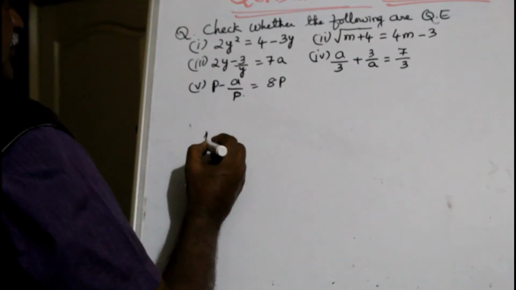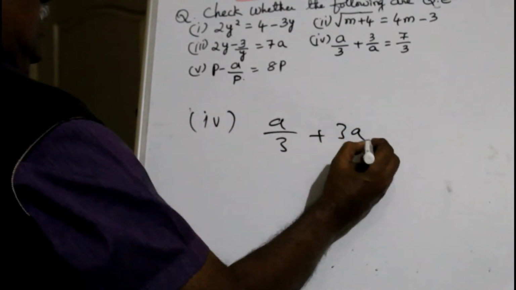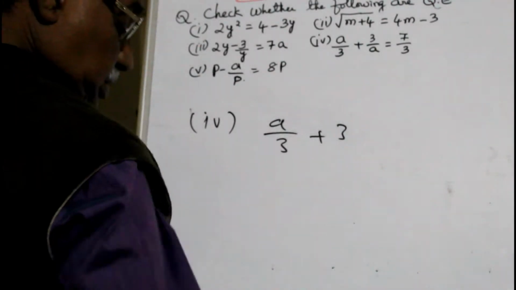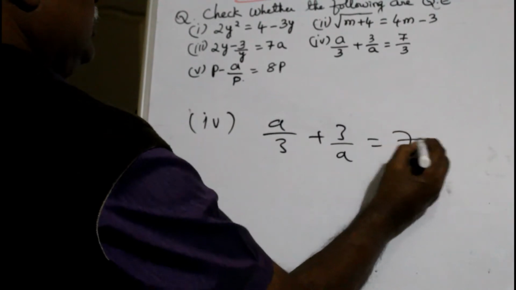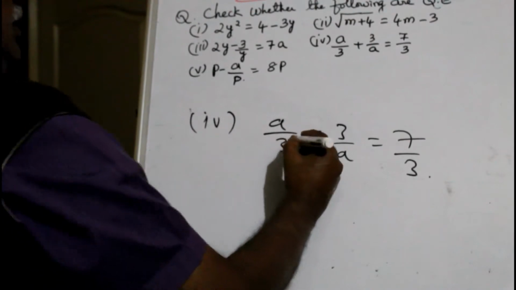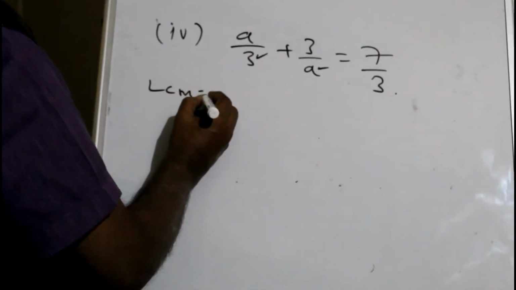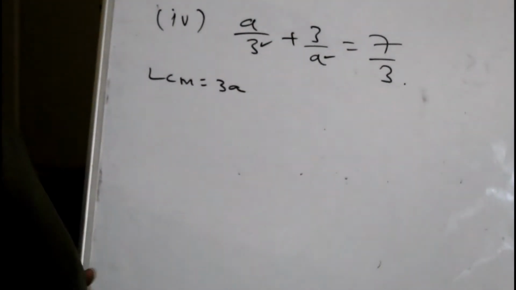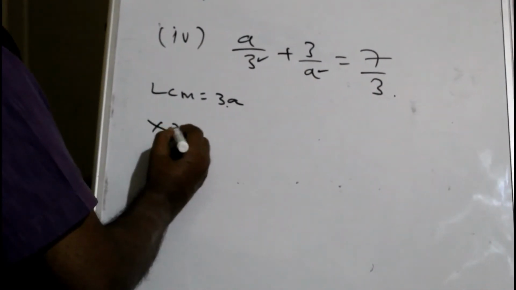Next sum, look here. a by 3 plus 3 by a equal to 7 by 3. Now look here, for 3 and a, the LCM is 3a. If you want, you can take the LCM and then cross multiply. Another method is you can multiply the equation by 3a.